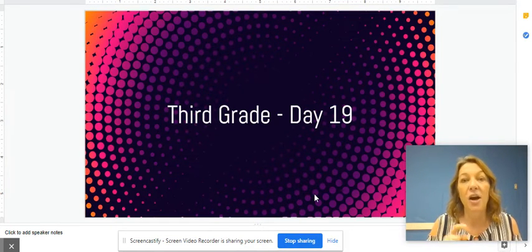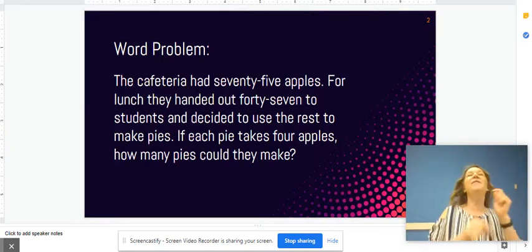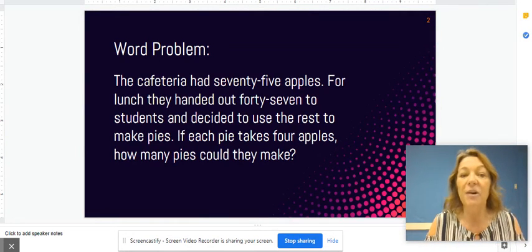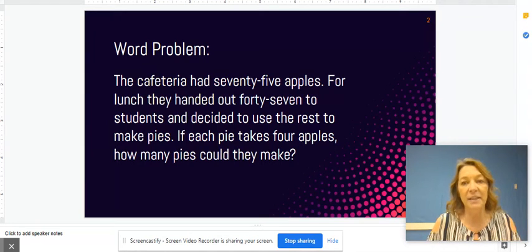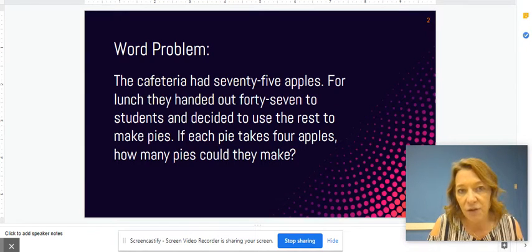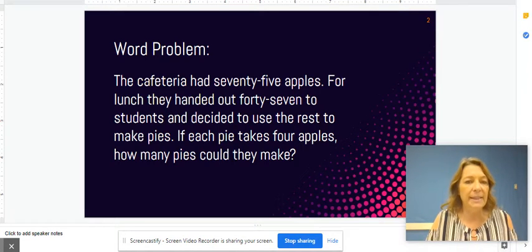And here we go on third grade, day 19 for some math. We always start with what? The problem of the day. And here we go. Our problem of the day is the cafeteria had 75 apples. Look how they're trying to trick us again with word form. For lunch, they handed out 47 to students and decided to use the rest to make pies. If each pie had 4 apples, how many pies could they make?